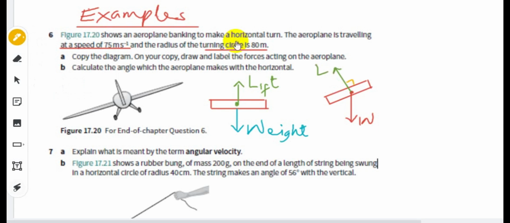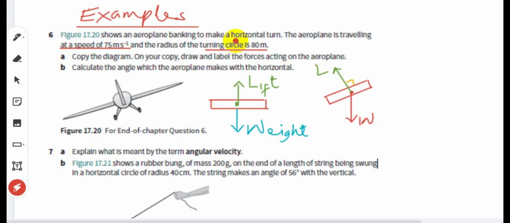I think that's basically what we were asked to do in question 6a. Copy the diagram and draw and label the forces acting. So this is the weight acting vertically downward, and this is the lift. So why does the aeroplane need to have its lift tilted to the vertical axis?